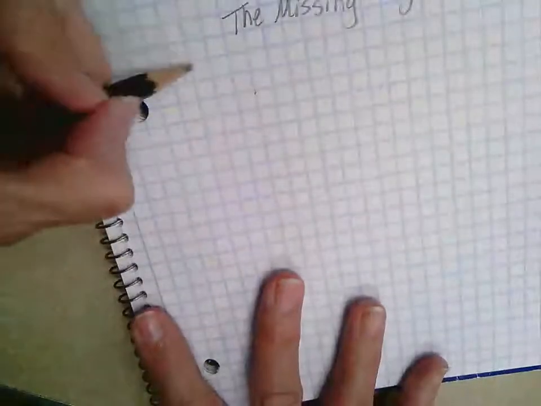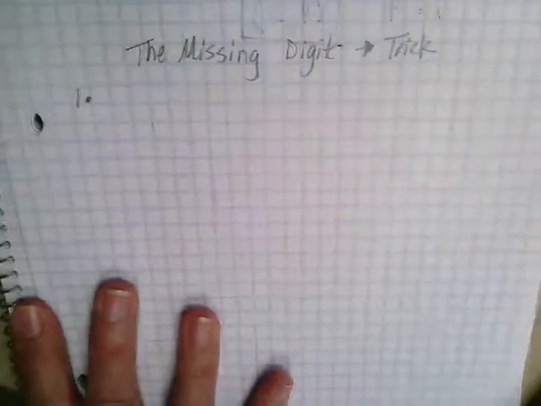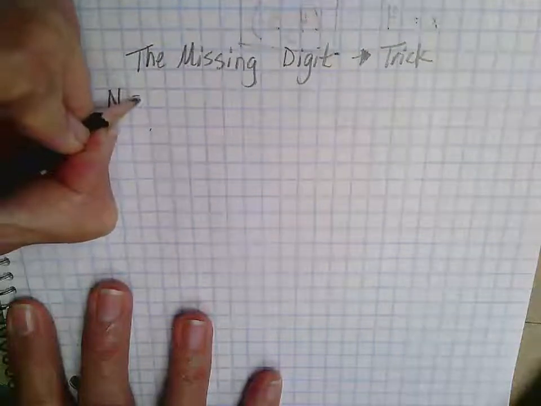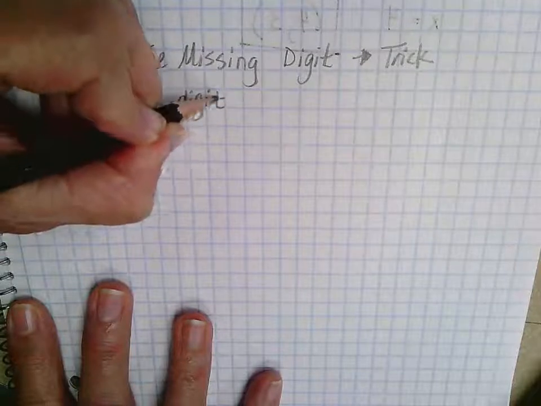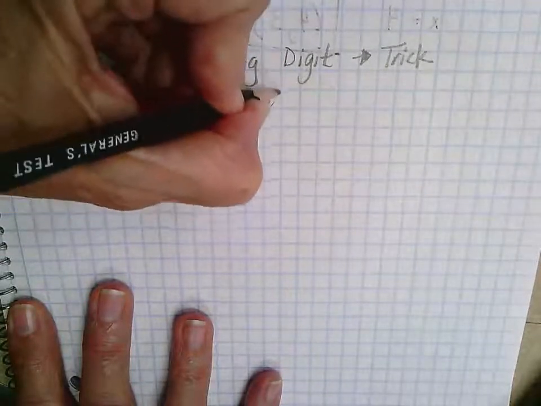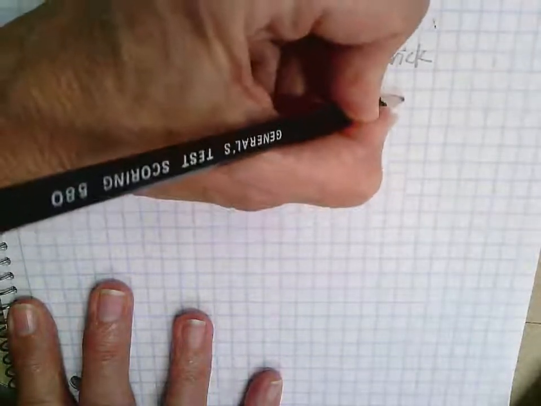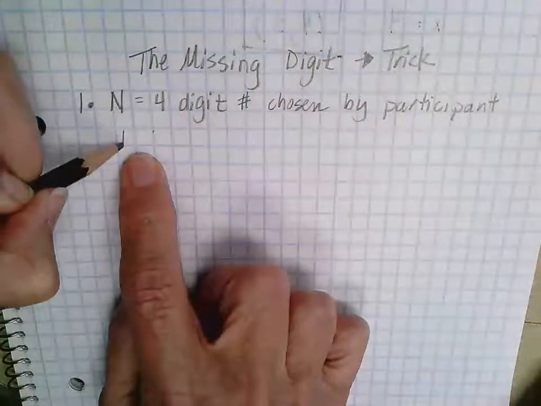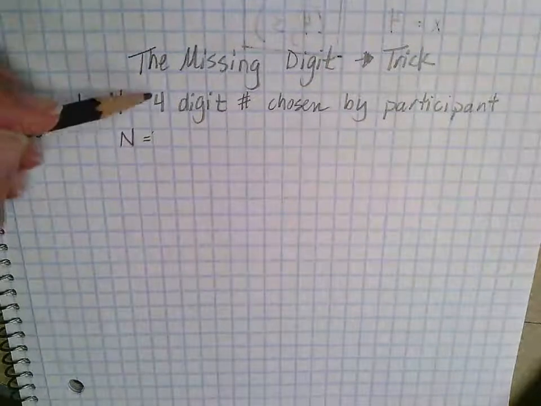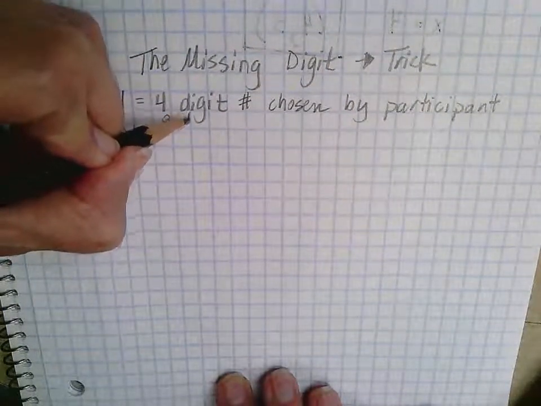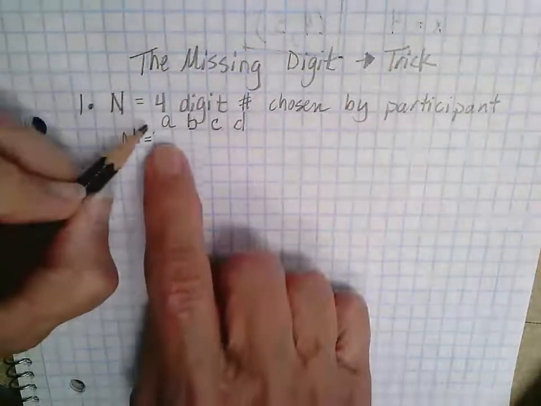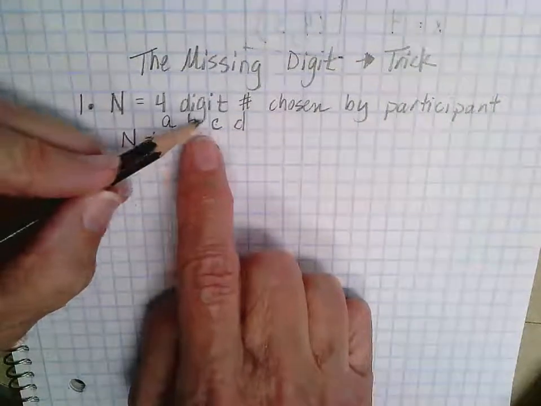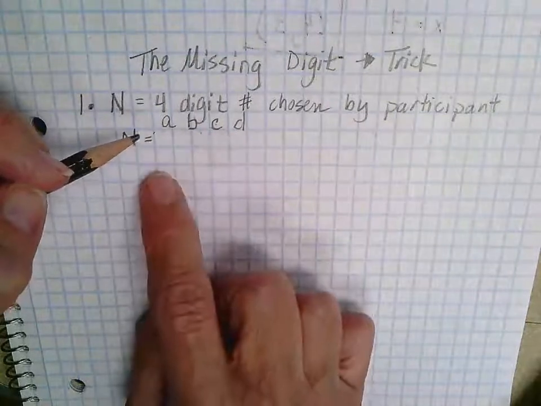What we're going to do first is do this a little differently. I'm not going to use X and Y. I'm going to use a capital N, and that capital N is going to be the four-digit number chosen by the participant. We're going to represent the four-digit number N in expanded notation, letting it be represented by the letters A, B, C, and D. We're assuming they choose four different digits, like 4,816, where the digits are all different.